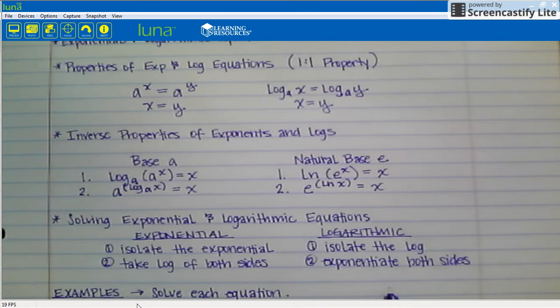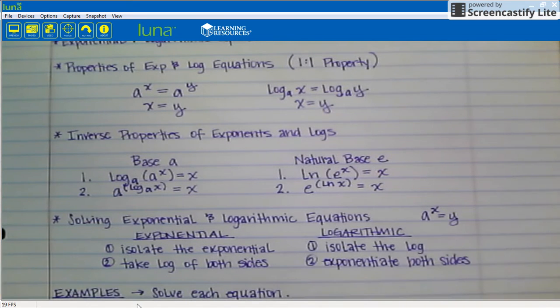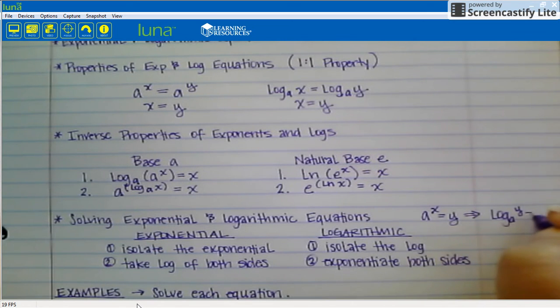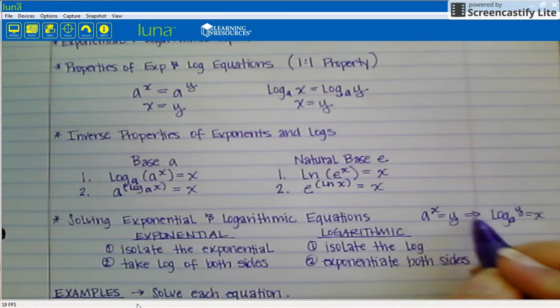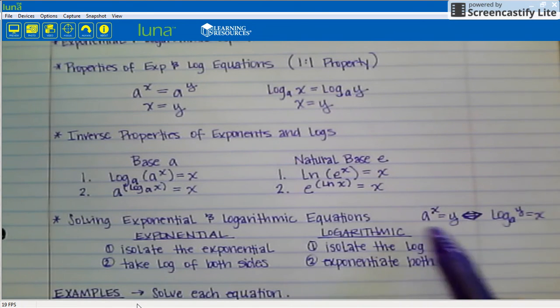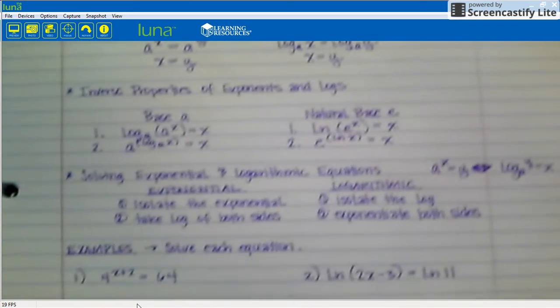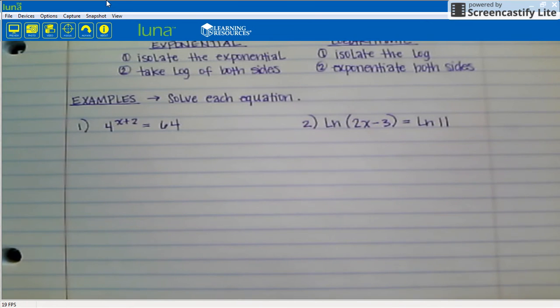So that means you're going to use the property that if you have a to the power of x equals y, then this is the same as saying log base a of y equals x. So you're going to have to exponentiate your log, because this goes backwards and forwards. This is what we call a biconditional. So it's true if you're moving from left to right, or if you're moving from right to left, it holds. So let's work through a few examples for your notes before you get into the practice set.